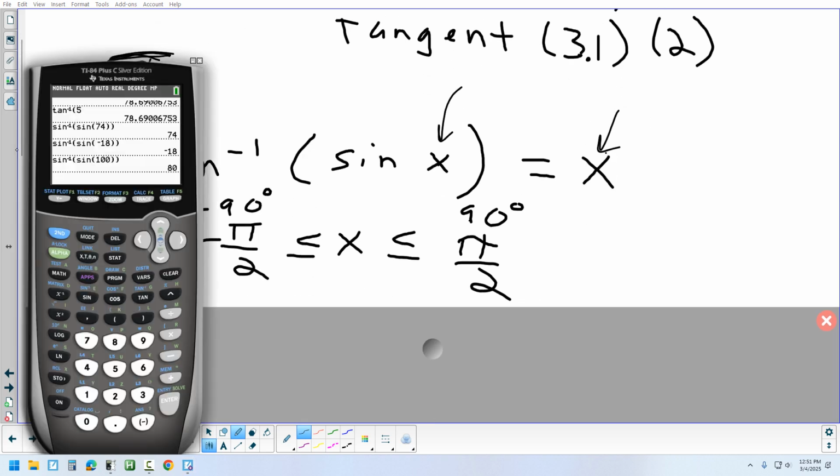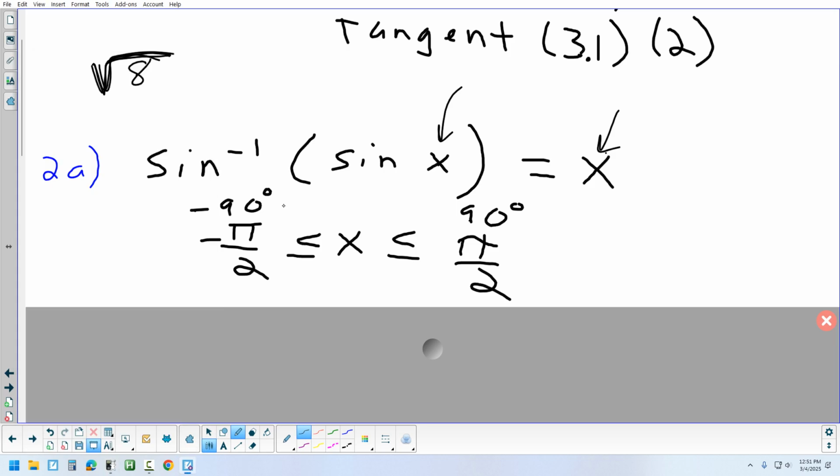How about if I did this one? Let's do 13.5. What would I get back, the same thing, or would I get back something different? The same thing. Yeah. Okay. I get back the same thing because I plugged in a number between negative 90 and 90.